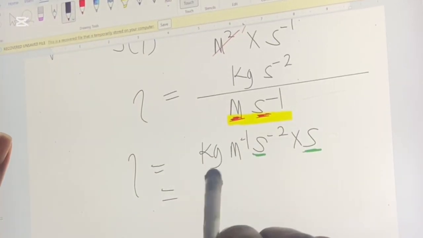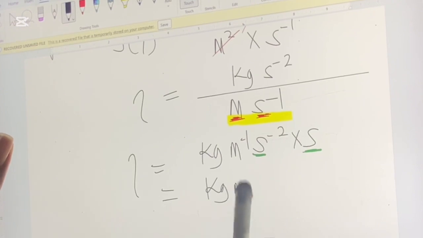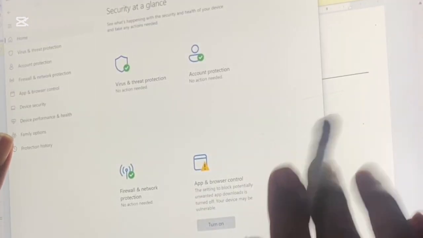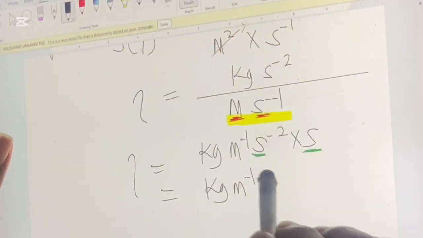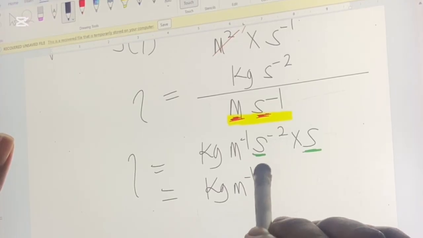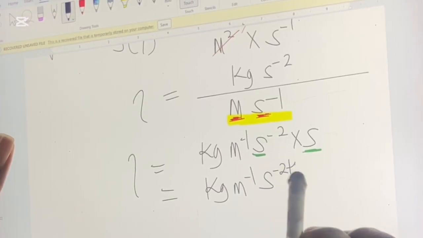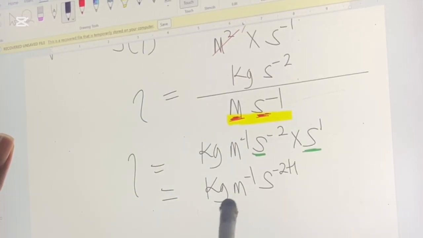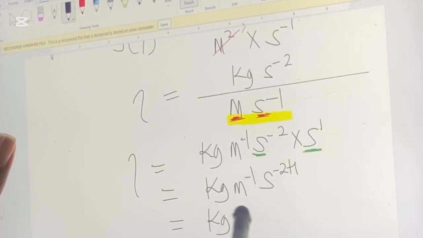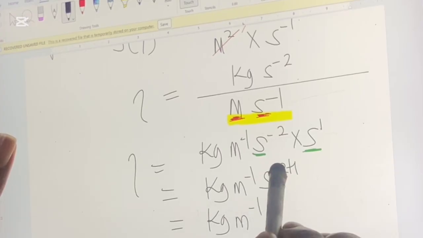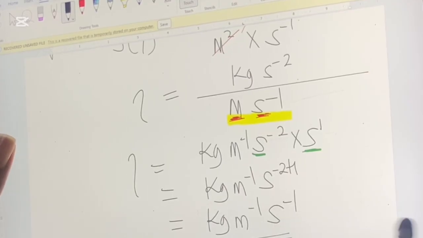These guys here are repeated, so we have to take only one and add up their powers. So this is going to be kg per meter. You take only one, you add up their power, that's minus 2 plus 1. There's an invisible one here. So I will have this to be kg per meter, minus 2 plus 1 gives us minus 1, per second. So this is our answer here.